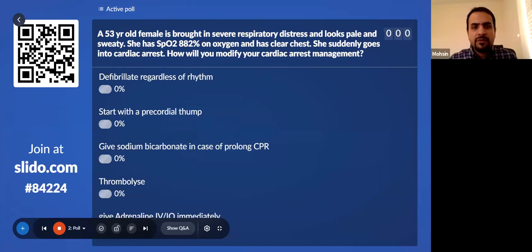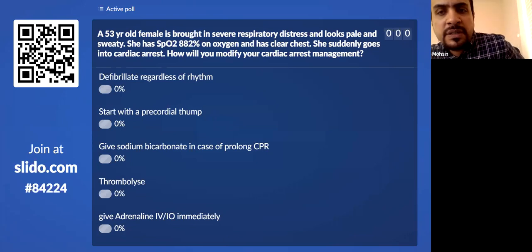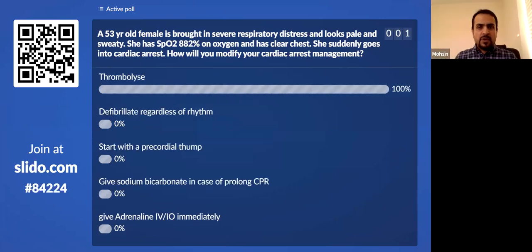So a 53-year-old female is brought with severe respiratory distress and looks pale and sweaty. Her saturation is 82%, so I think it's a typo, on oxygen, and has a clear chest. And while you're examining her, trying to get an ECG and all, she suddenly goes into cardiac arrest. So how will you modify your cardiac arrest management?